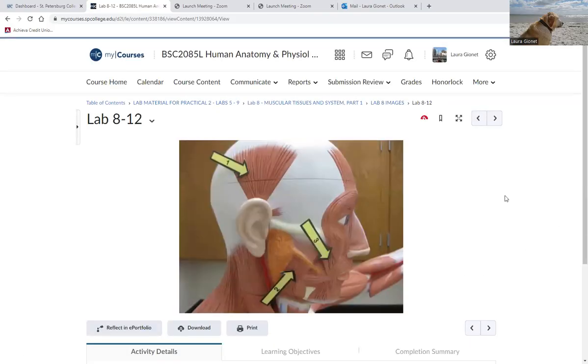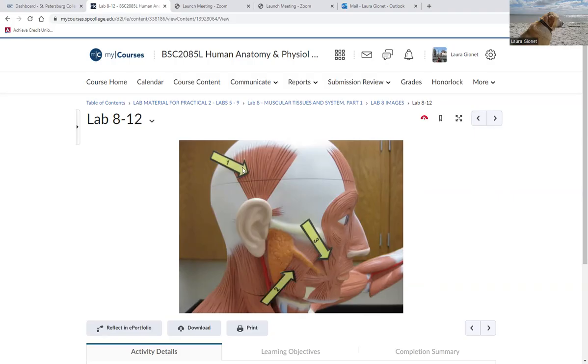Okay, now we're going to have a sideways view. Here we have number 1, temporalis. 2 is pointing to this very large muscle here. That's your masseter, the pit bull muscle I call it. And 3 is pointing to zygomaticus.